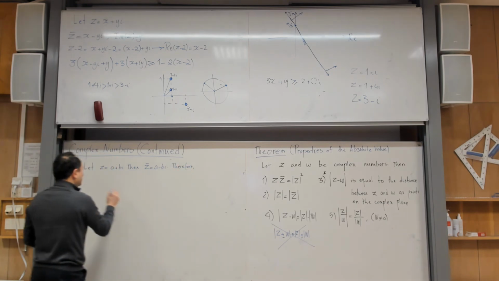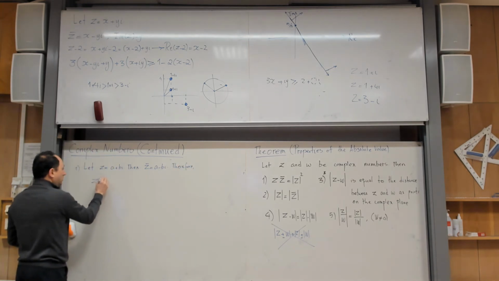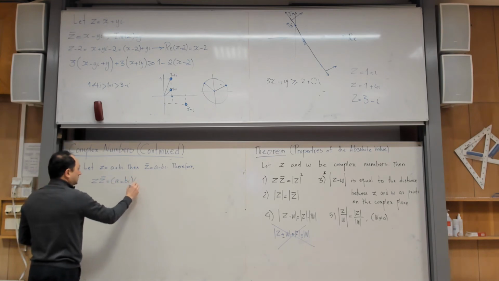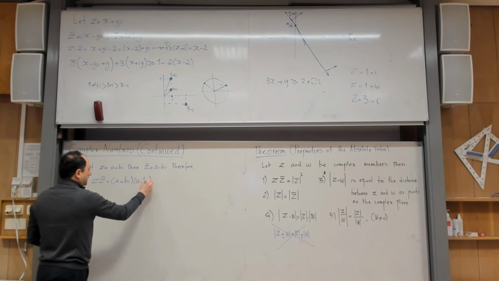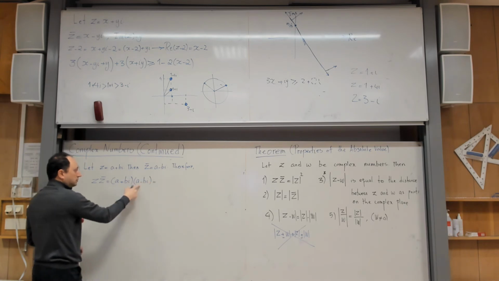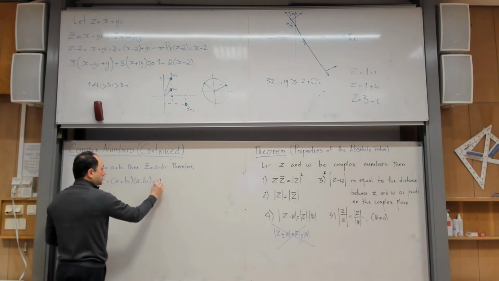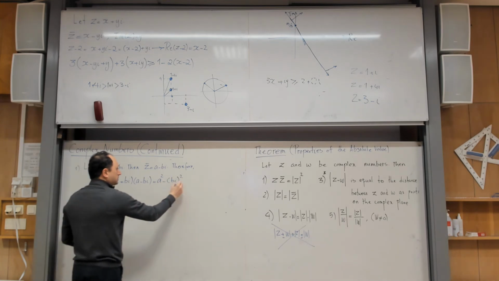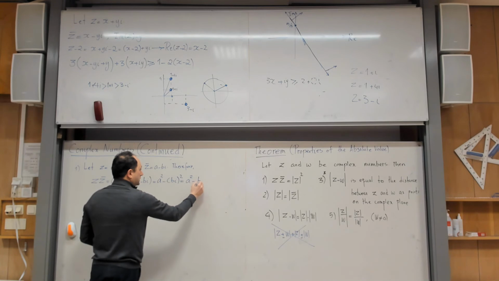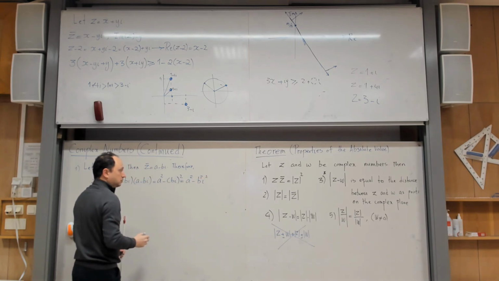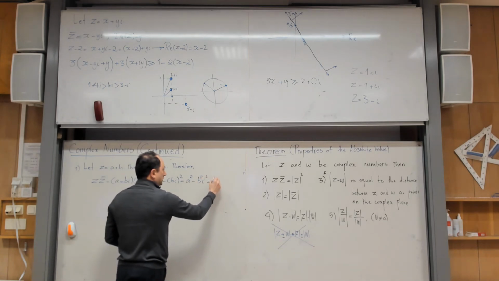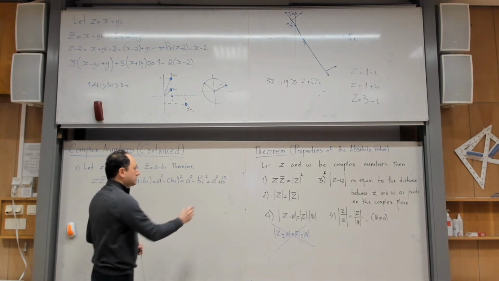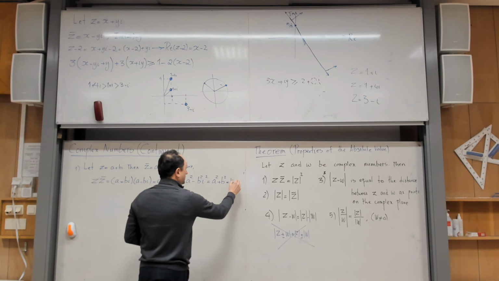So therefore, z times z bar becomes equal to a plus bi multiplied by a minus bi. But this is the conjugate pattern, so it becomes the first one squared minus the second one squared. So this becomes a squared minus b squared i squared. But i squared is negative 1, so it becomes a squared plus b squared. But that's exactly what? It's exactly absolute value of z squared.